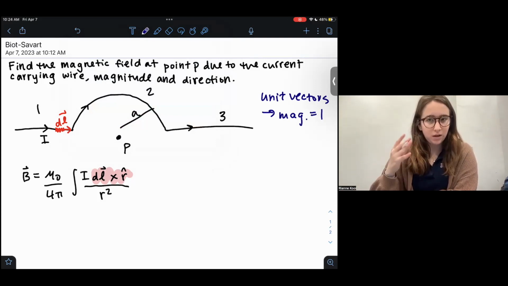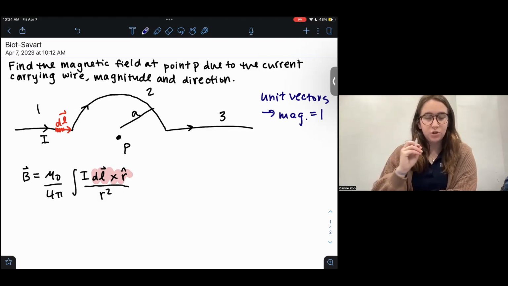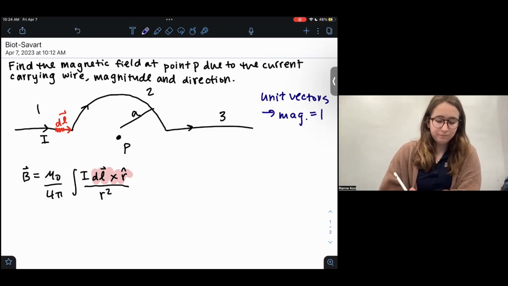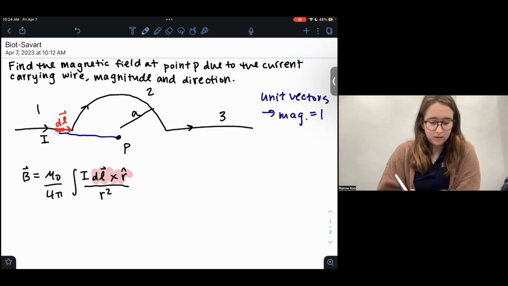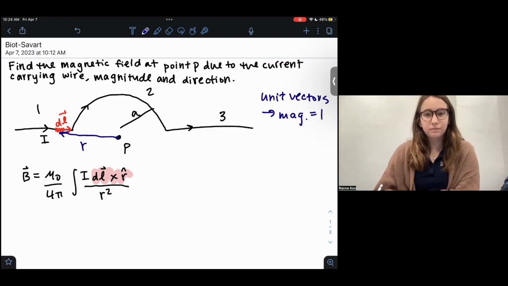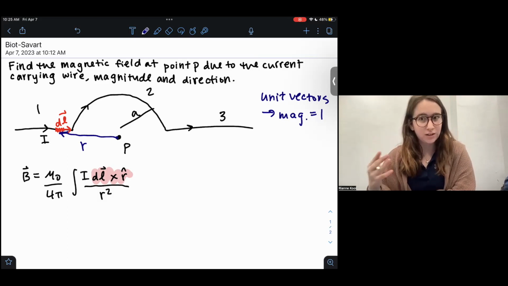This r hat vector goes from our field point, which is where we're interested in, to our source. So in this case, it would go from our point P to our dl, like that. But again, its magnitude is equal to 1, so we don't really have to worry about values of this. We just want to understand what direction it is going in.